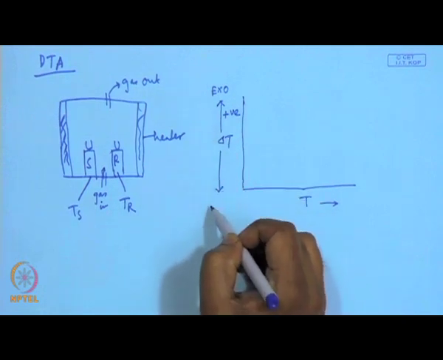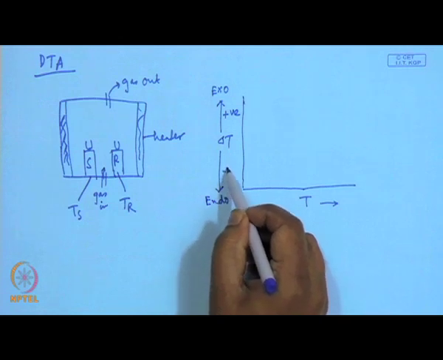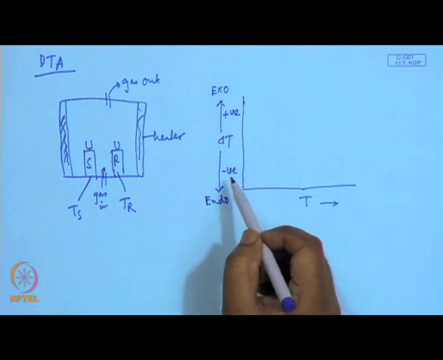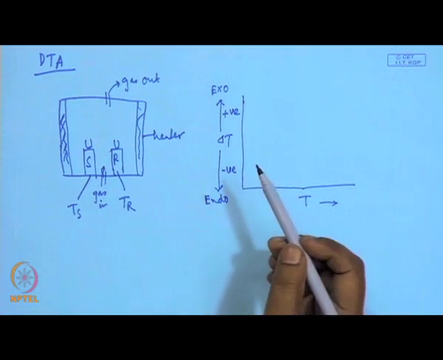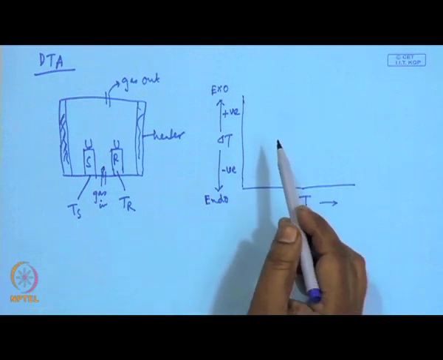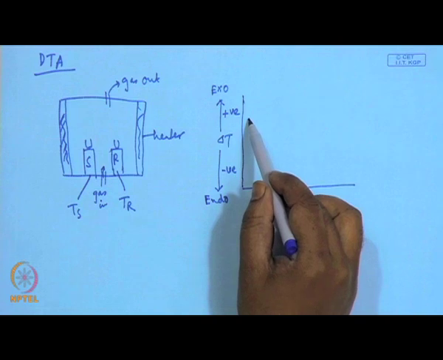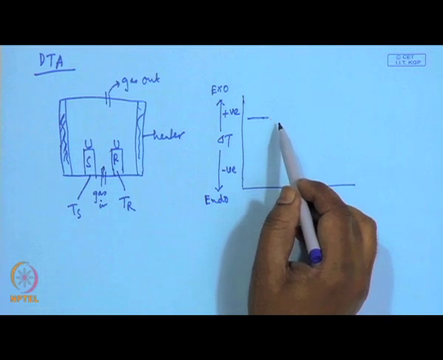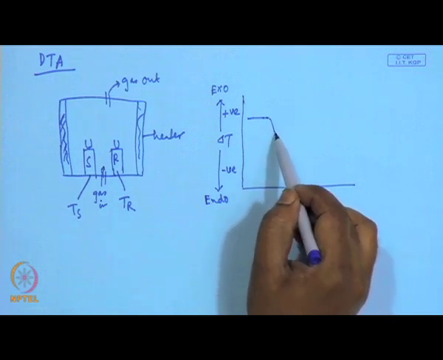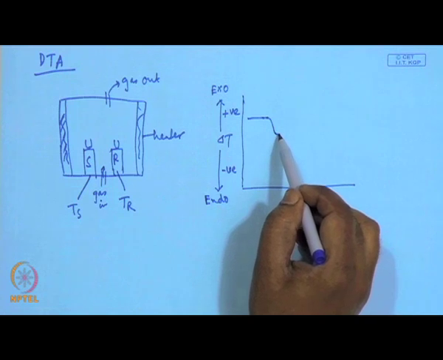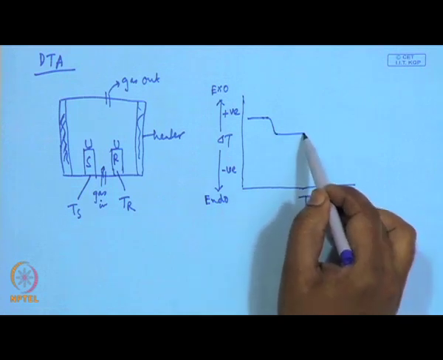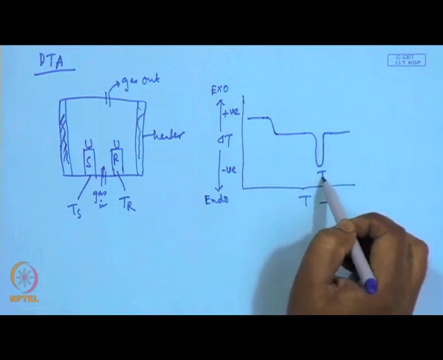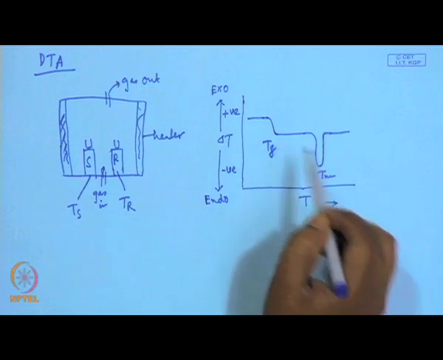If there is an endothermic process, delta T will be lower corresponding to the reference, because you are supplying a constant amount of energy to the system. So, if we plot the same graph like we did for DSC, we get a dip at Tg, the glass transition temperature, and at the melting peak, you get an exo peak. So, this is Tg and Tm.